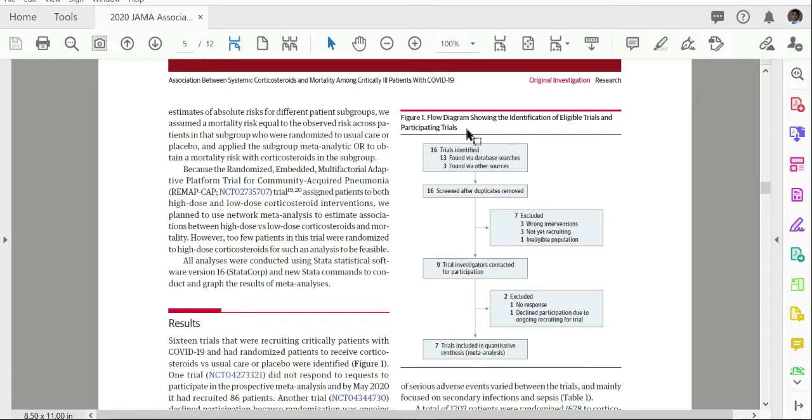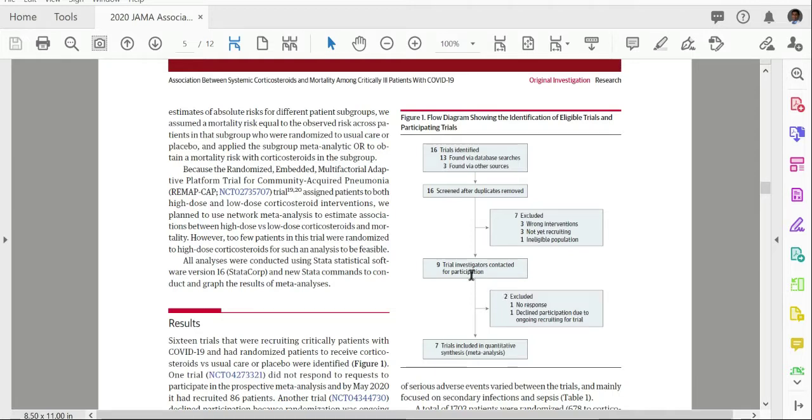So in this case, from their study, they had identified 16 trials, and out of them, they show 13 from their searches, 13 from others, 3 from other sources. Once they screened for duplicates, there were 16 studies, and going through their criteria for inclusion and exclusion, they had excluded 7 of those studies, and ended up with 9 studies.